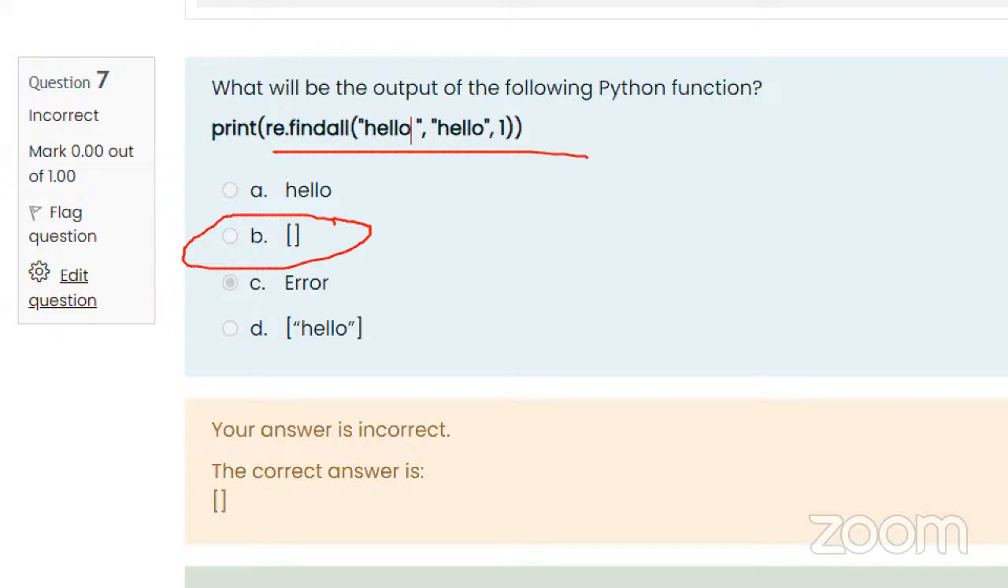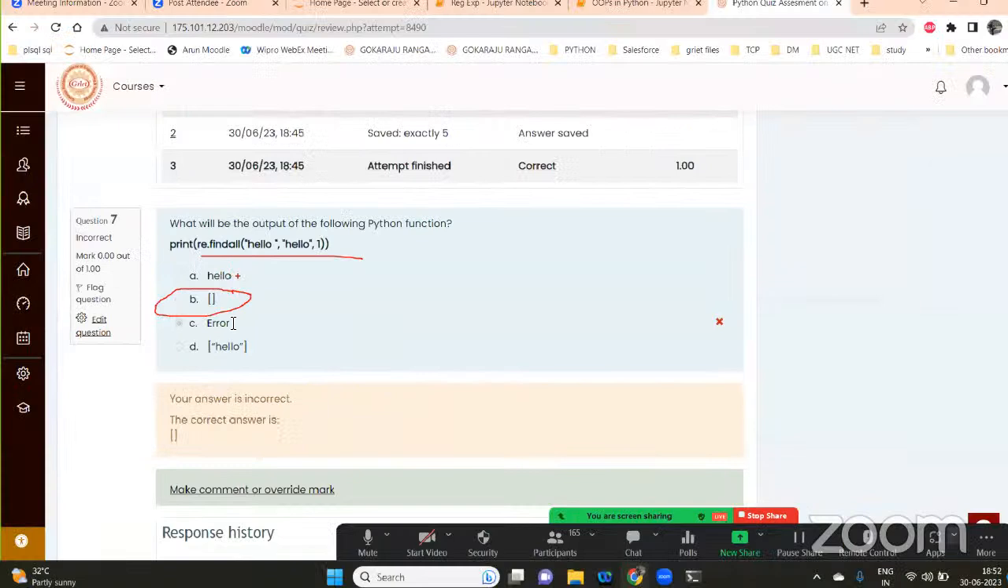If you carefully observe here, there is a space, correct? Maybe you wouldn't have observed the space here. So even a space matters when you are finding a pattern in the given text. You have to carefully observe: though it looks the same, there is a small space here. Okay, so the answer is empty string.